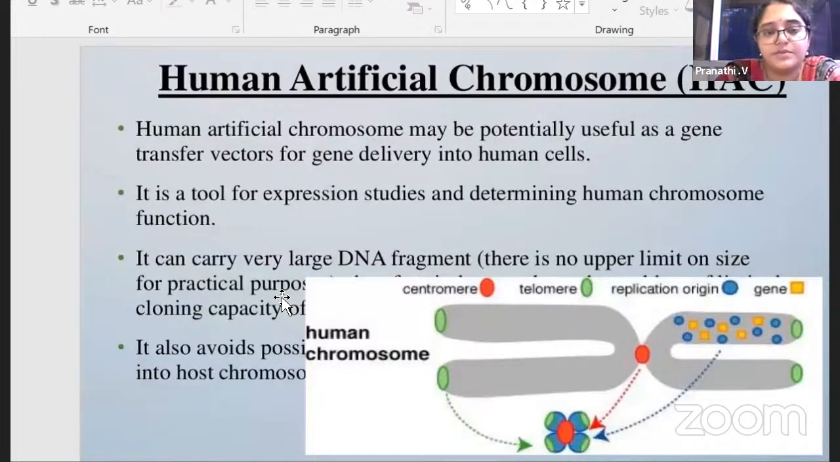And when it comes to human artificial chromosomes, we do not know how much of it is going to take place. These are the gene transfer methods. Can you come up with any, please?